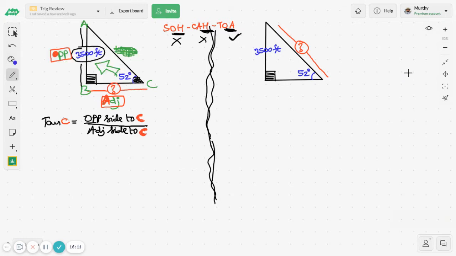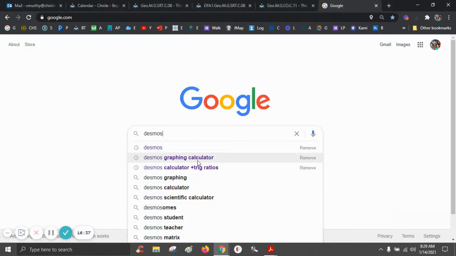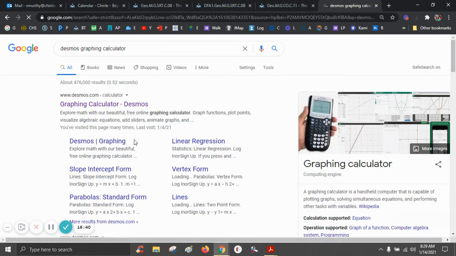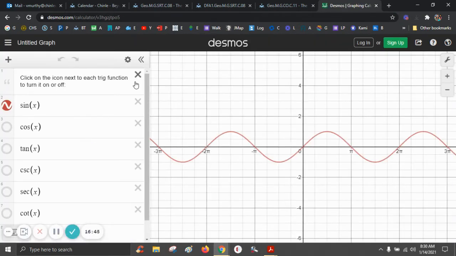So here tan C means tan 52 degrees equals the opposite side, which is 3500, over adjacent, that is missing, so you can take it as x. Now find the value of tan 52 either using your TI-84 calculator or using Desmos. Here I am using Desmos. You can Google it, Desmos graphing, as simple as that.